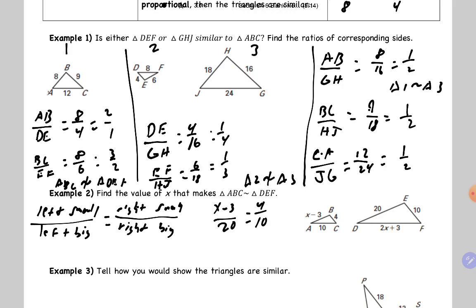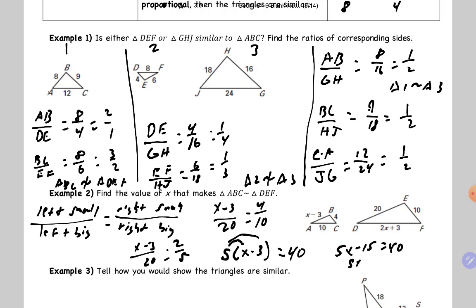First I'm going to reduce this. So this is x minus 3 over 20, and that's equal to 2 over 5. When I cross multiply, I'm going to get 5 times the quantity x minus 3. So be careful when you're doing your cross multiplication. And then 20 times 2 is 40. I'm going to distribute and get 5x minus 15 equals 40. So 5x equals 55. So x equals 11.